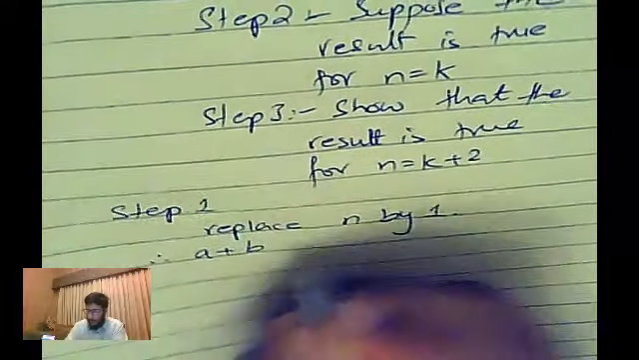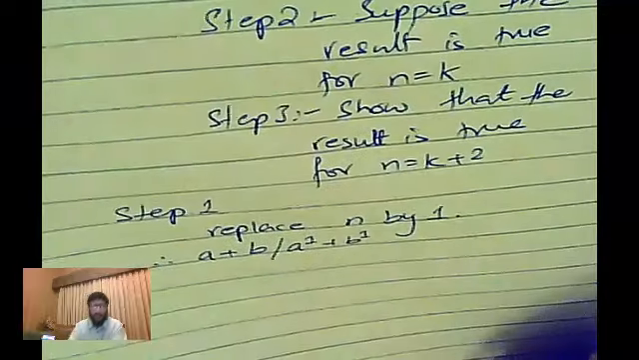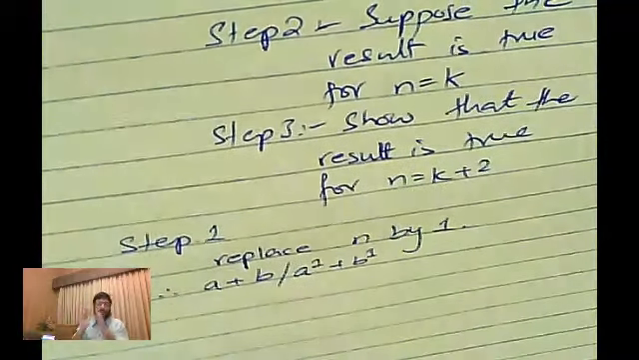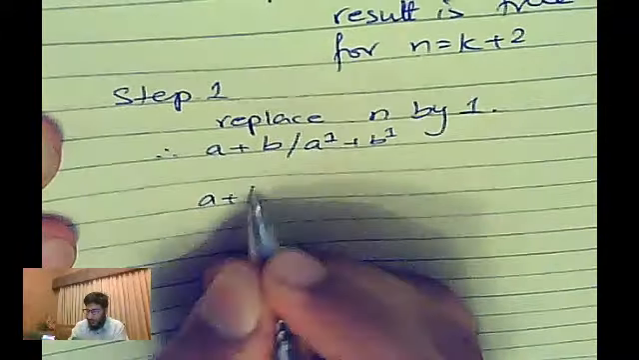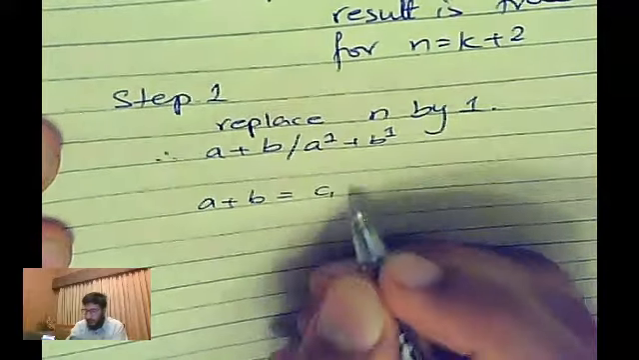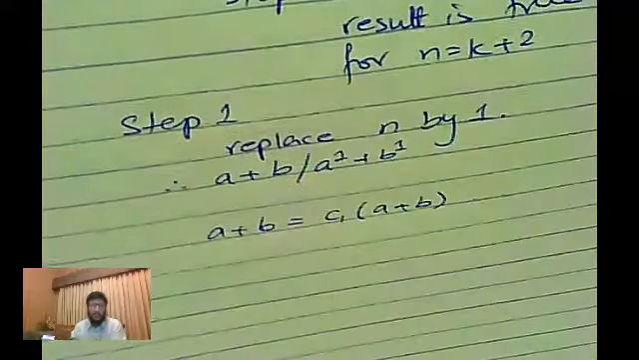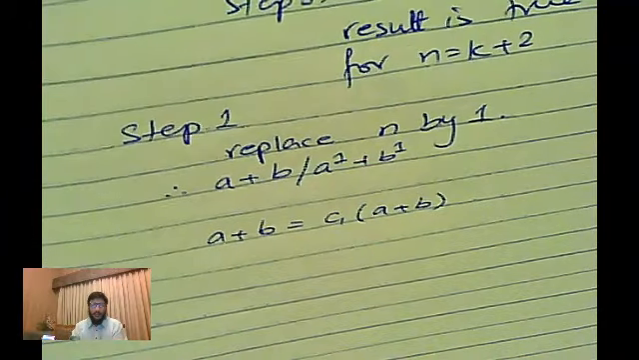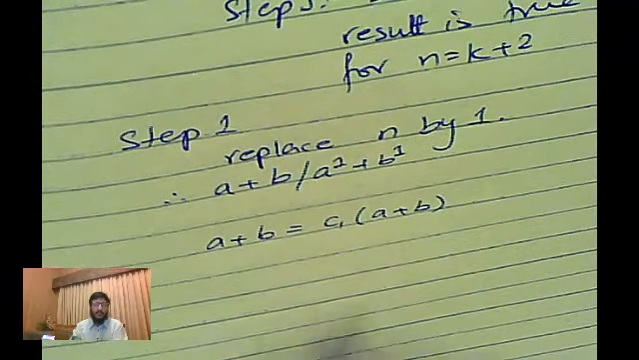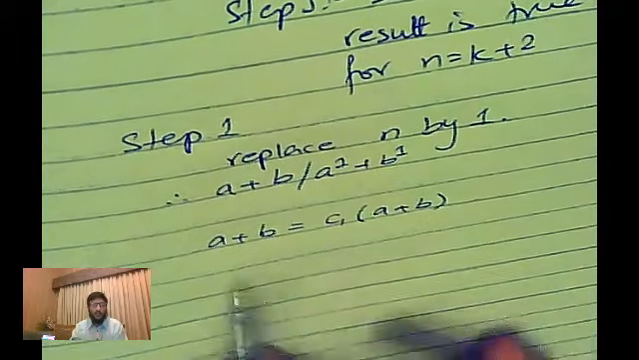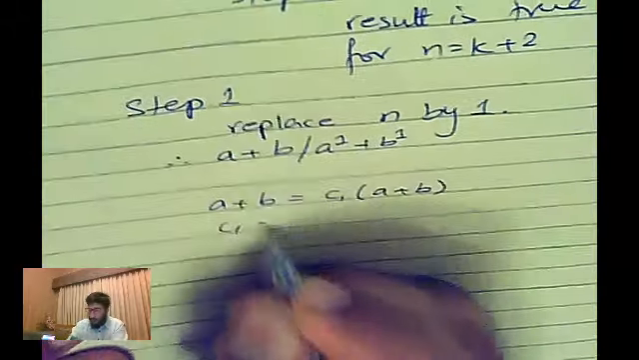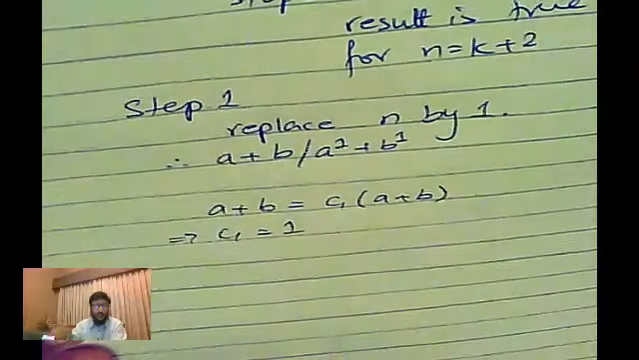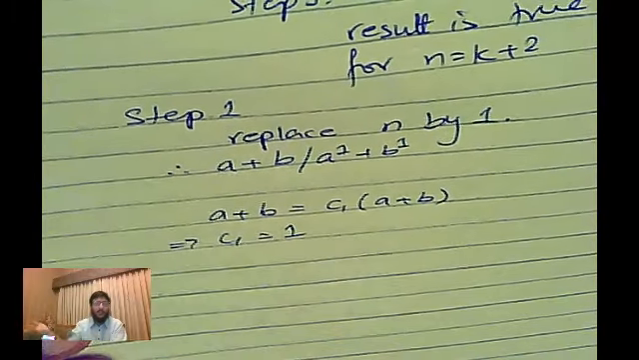Therefore, a plus b divides a power 1 plus b power 1, and by the definition of divisibility, we have a plus b equals c1 times a plus b, and c1 is an integer, basically a positive integer. There must be an integer. This is the definition of divisibility. And c1 equals 1, therefore the result is true. a plus b equals a plus b. So step 1 is completed.